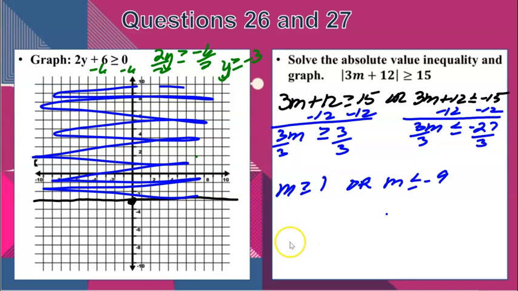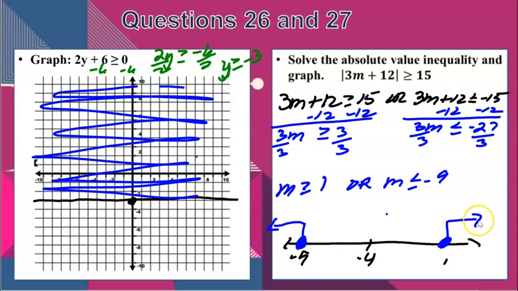Now to graph this one, I have negative 9 here. I have a positive 1 here. They are 10 apart. Half of 10 is 5. So if I go 5 in, this will be at negative 4. That's the middle number. Or you can count however way you want in between. So I have a filled in circle at negative 9, has to be less than or equal to that, so it goes to the left. Or a filled in circle at 1, it's got to be greater than or equal to that, so it goes to the right.